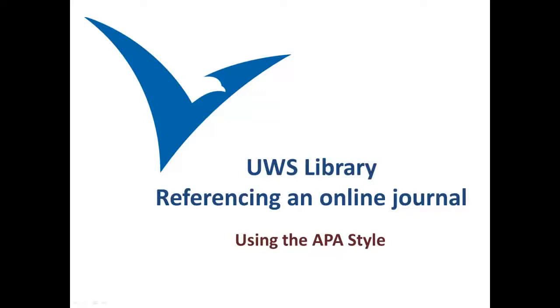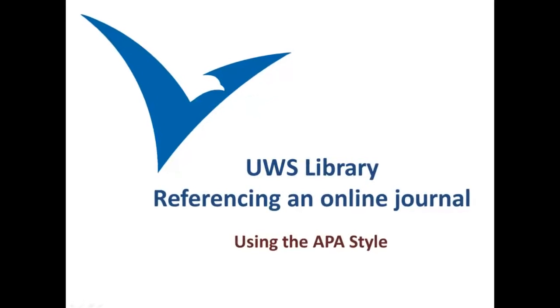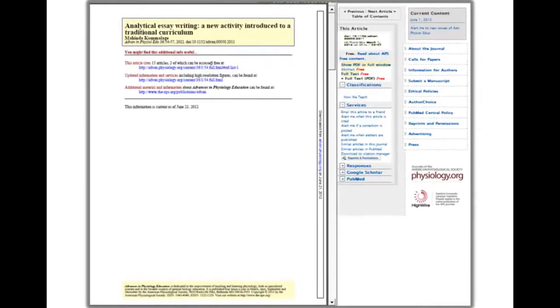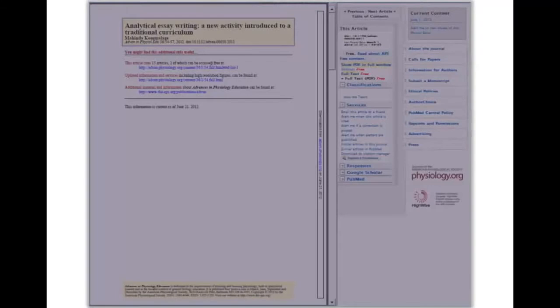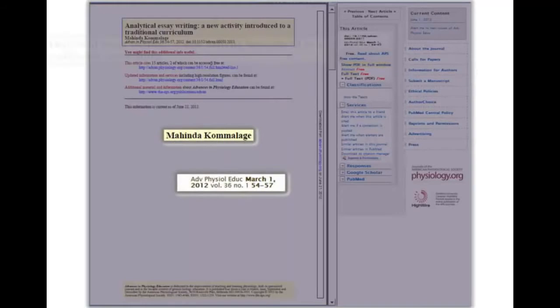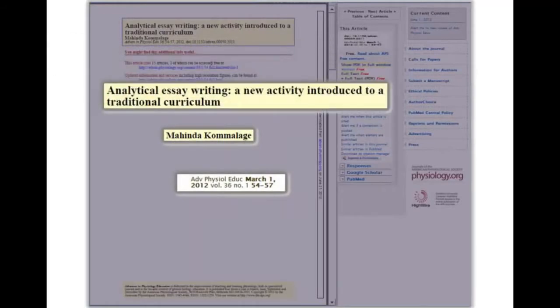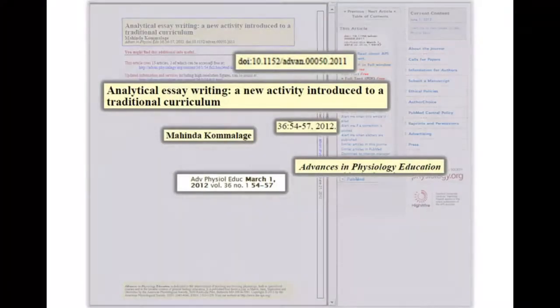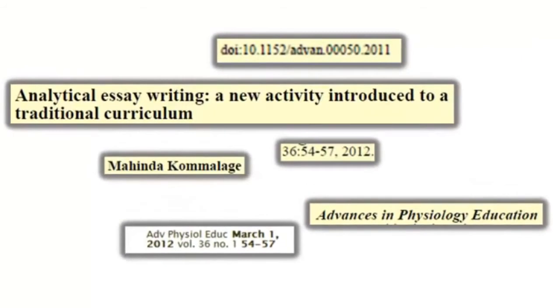This guide will show you how to reference a journal article using the APA style. The details for citing a journal article are generally found on the page where you access the article. Important details include the author of the article, year it was published, title of the article, volume and issue number, a page range, and the DOI if available. Once you have found these details, you will need to format them in a specific way.